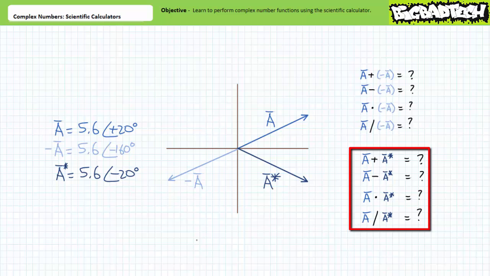Additionally, try out this series of operations: A plus the complex conjugate of A, minus the complex conjugate of A, times the complex conjugate of A, and A divided by the complex conjugate of A. Recall that the complex conjugate of A has the same magnitude of A, only it's reflected across the horizontal axis. In this case, it's got an angle of negative 20 degrees. You should observe some very predictable results when direction is taken into account.